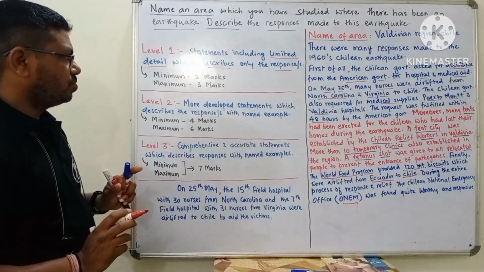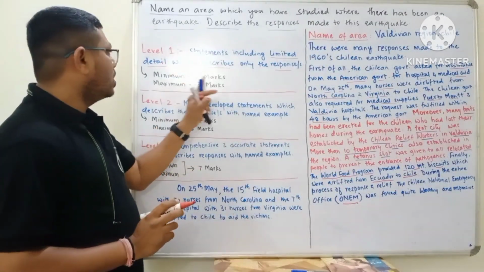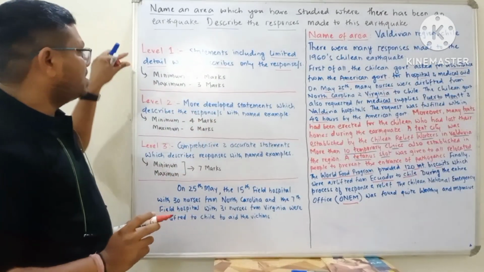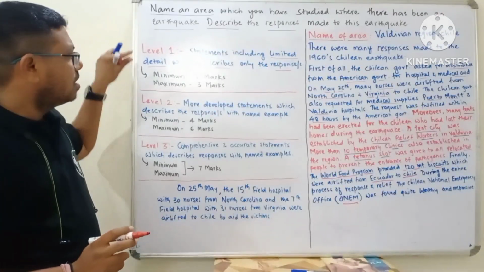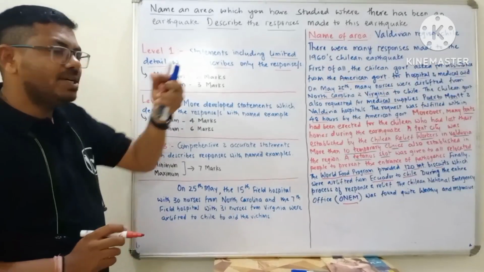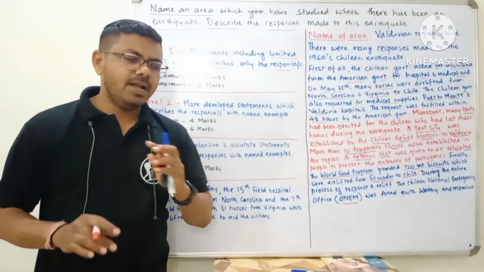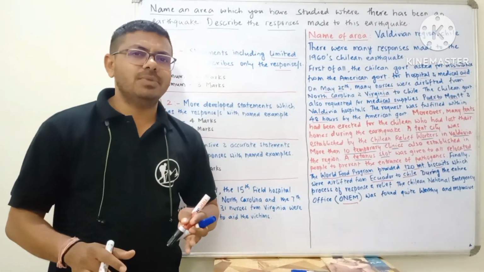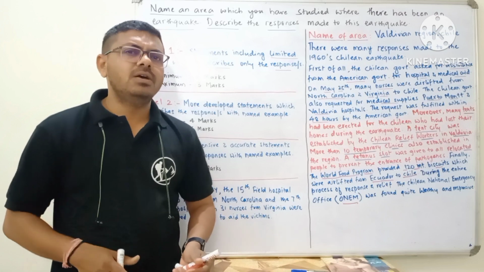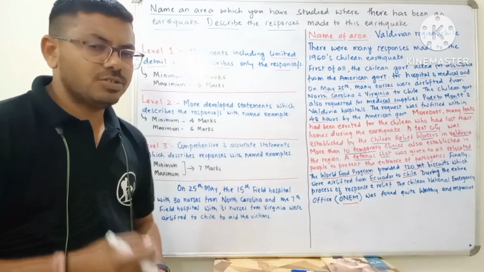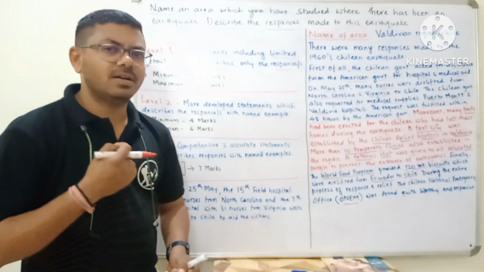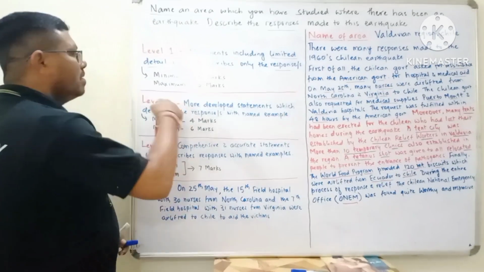Limited detail, okay, only the responses. If somebody is writing with this kind of answer where limited detail is given, the student will get 1 mark or 3 marks depending upon what kind of responses the student has mentioned in his or her answer, right? What does level 2 say?